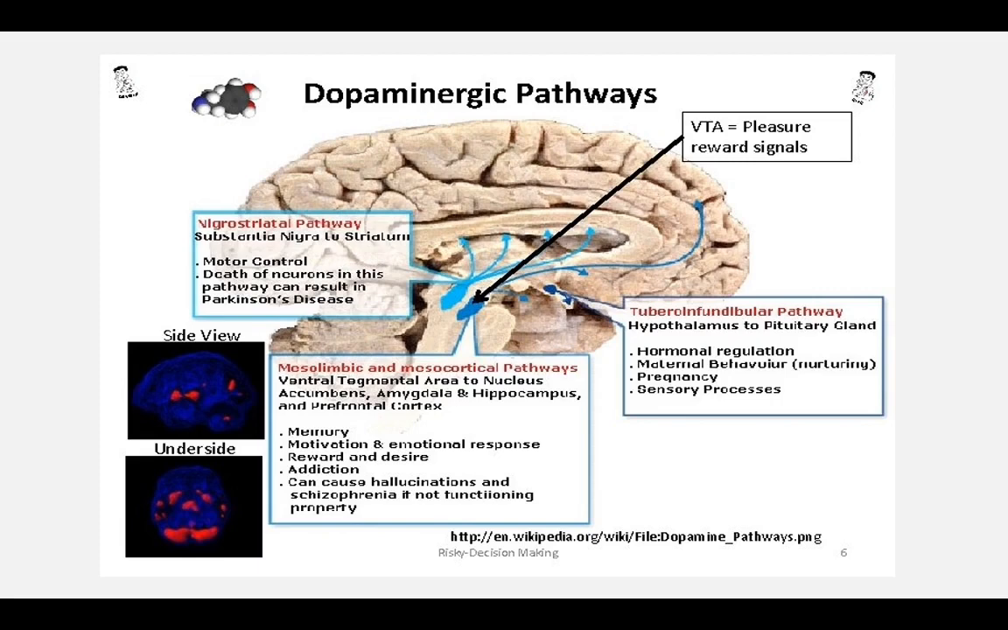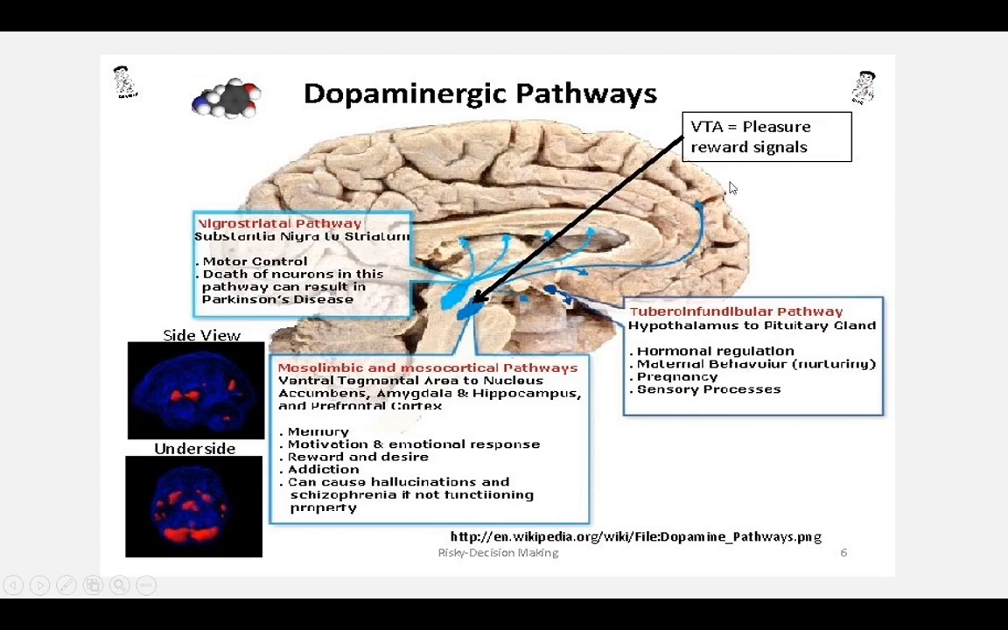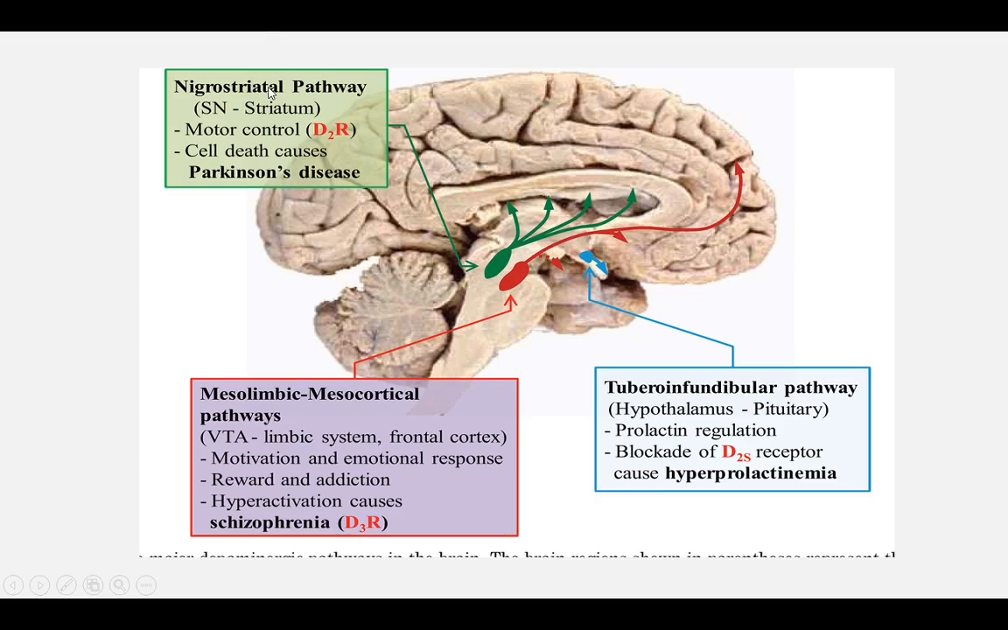This one is the ventral tegmental area to the limbic system to the frontal cortex. Now, the seat of pleasure is here. Pleasure reward signals are here. If you see this, the nigrostriatal pathway controls motor control, and if there is any cell death or degenerative changes, it leads to Parkinson's disease.